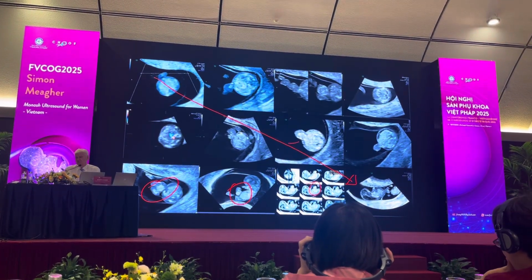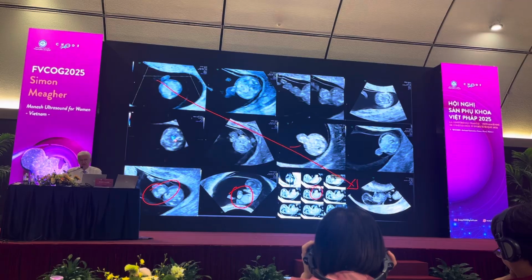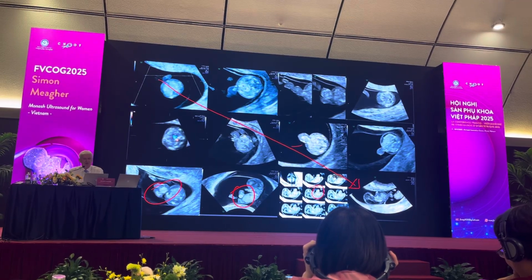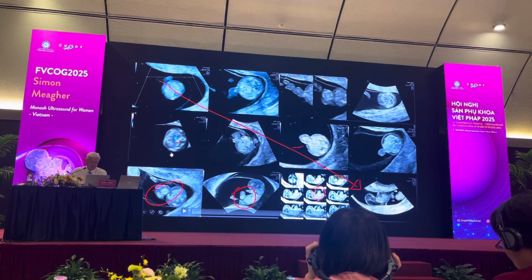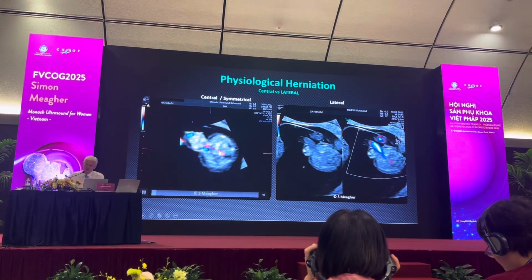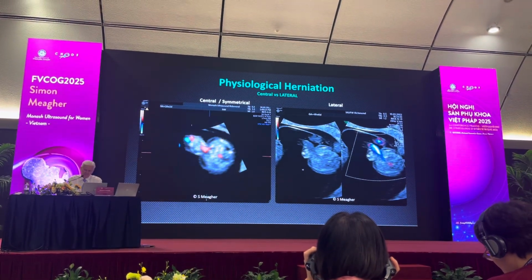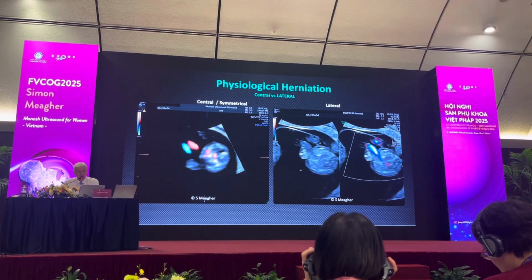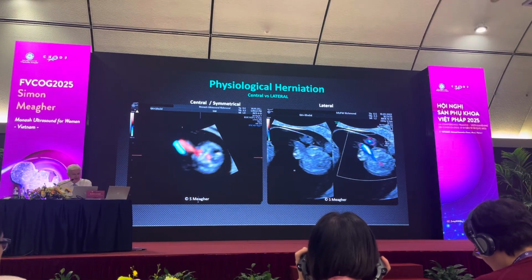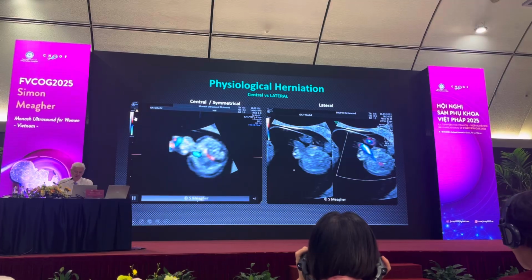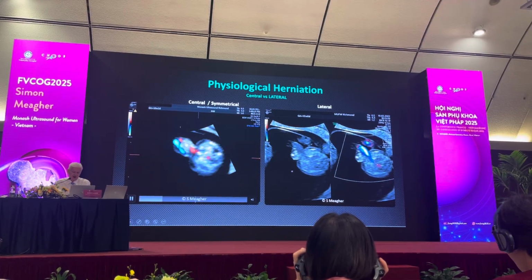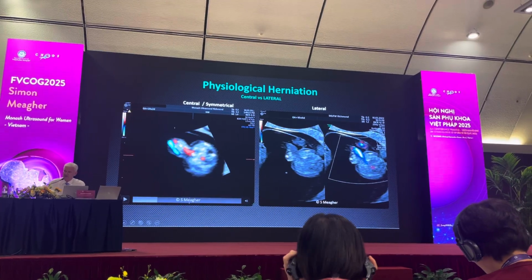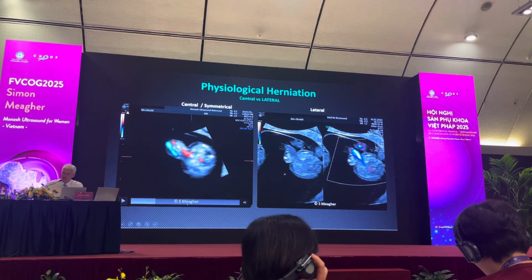Because in most babies, bowel migrates into the base of the umbilical cord, rotates 270 degrees, and then returns to the fetal abdomen. But sometimes they're very striking, Simon. And how do you know whether it's normal or whether it's actually truly an omphalocele? For example, 10 weeks and 2 days, and you see a baby that's got a large herniation of bowel into the base of the cord.